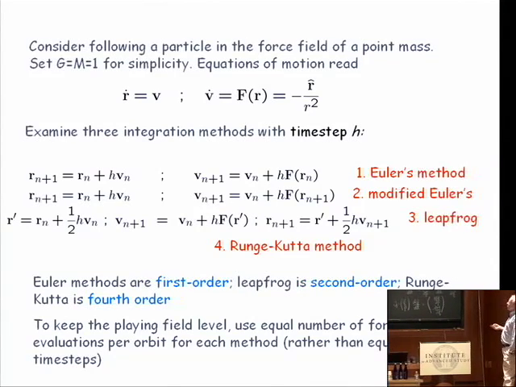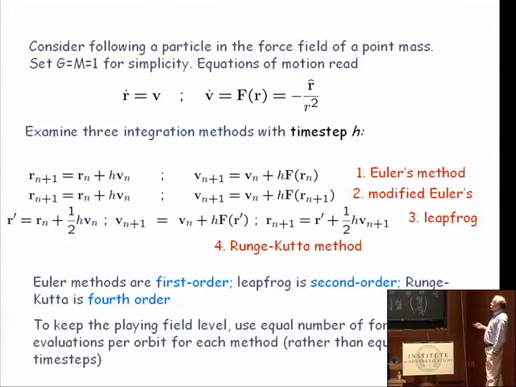If you work out the algebra, the first two methods are first order. That is, the error after one step is of order the square of the time step. Leapfrog is second order. And I'm also going to describe the results from a fourth method, the standard Runge-Kutta method that you find in all the numerical analysis textbooks, which is a fourth order method.